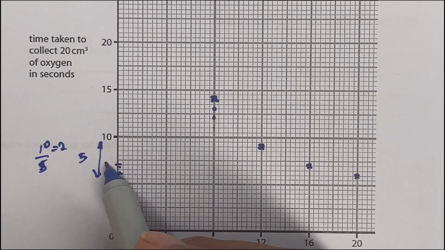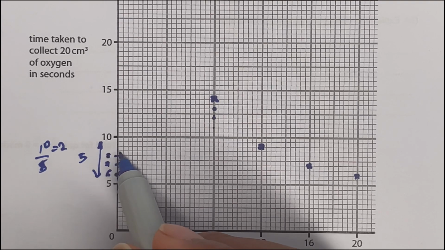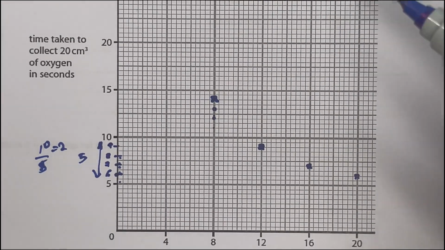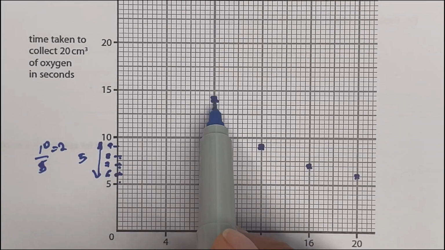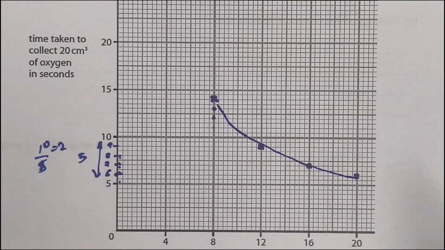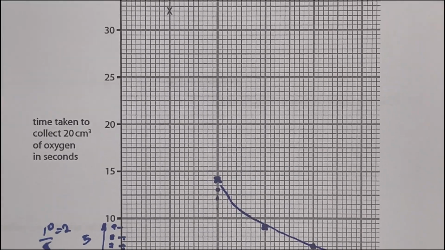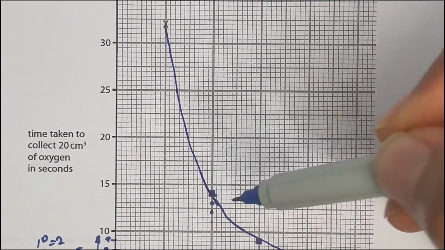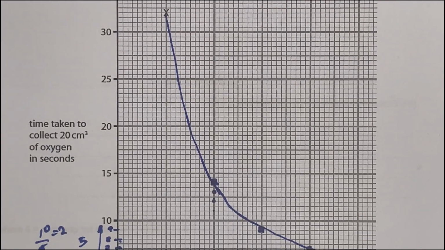1, 2, then 7. 1, 2, then 8. 1, 2, then 9. That's how to read the scale. Okay, so now I have to plot my line of best fit. I can see that it is a smooth curve, so I have to join that up with my 32. So I have to draw a smooth curve. So that would be my 2 mark answer.